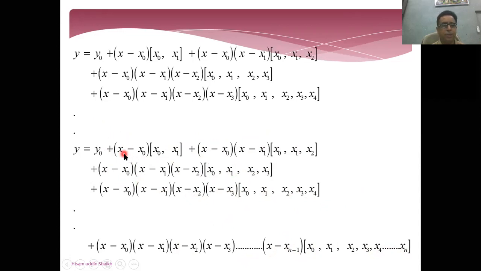X is the interpolated value that is given. We can easily calculate it. We need the first difference, second difference, third difference, fourth difference, up to the nth difference.